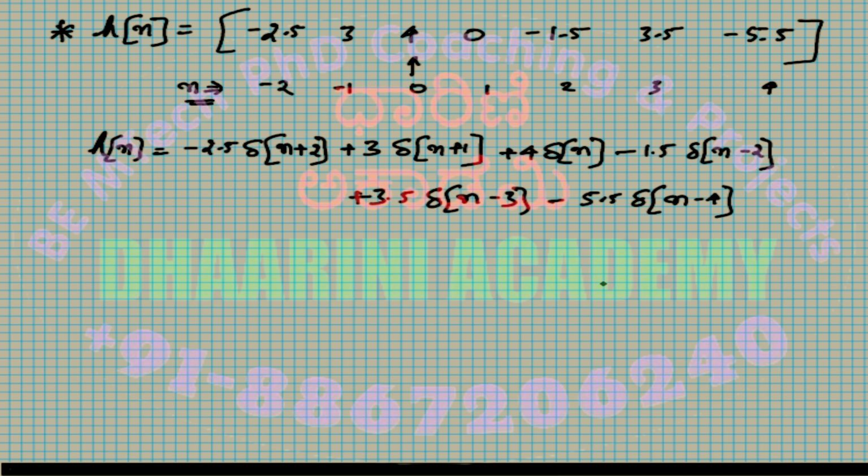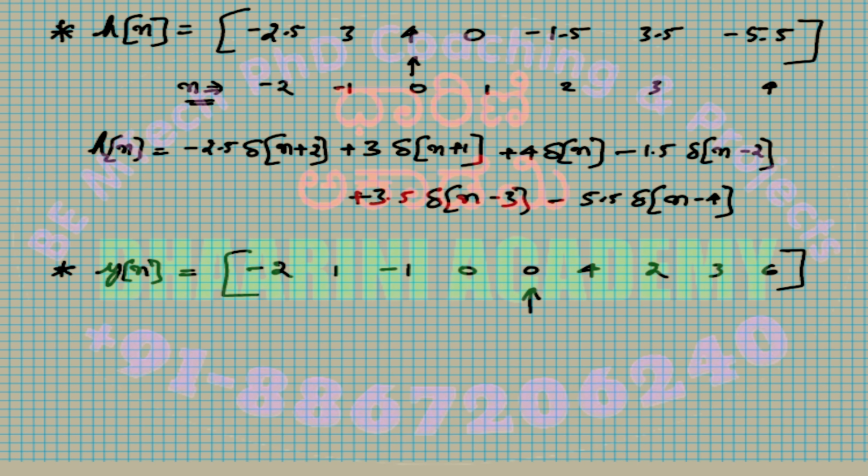Okay. Now, let me give another problem for you to represent. Let me say this is my y of n. y of n is equal to minus 2, 1, minus 1, 0, 0, 4, 2, 3, 6. And this is the 0th index. Convert this into the equation format using the delta representation.